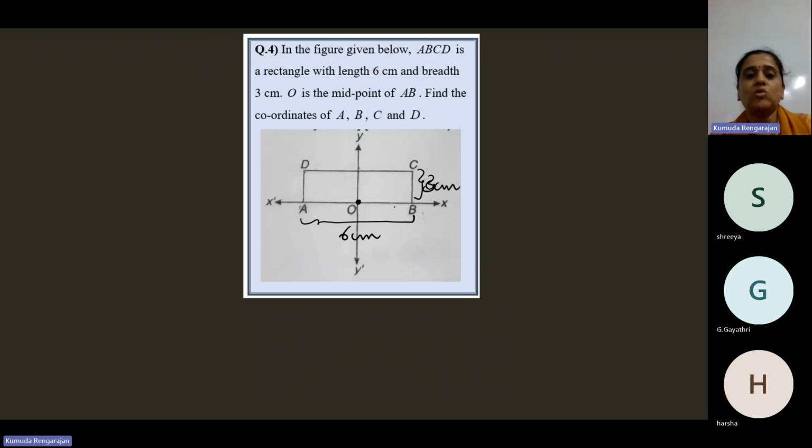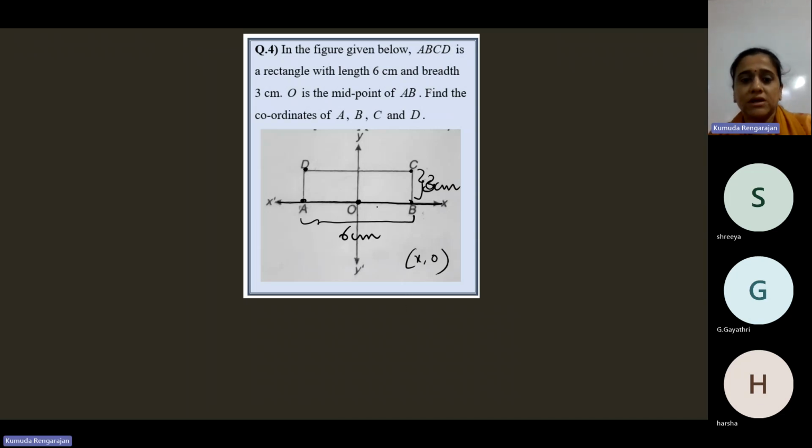Find the coordinates of A, B, C, and D. Meaning find the coordinates of the vertices of the rectangle. You need to find the coordinates or the address of the vertices A, B, C, and D. You can see this is the x-axis itself. The side AB of the rectangle ABCD lies on the x-axis. And we know that the address of a point on the x-axis is of the form x comma 0.